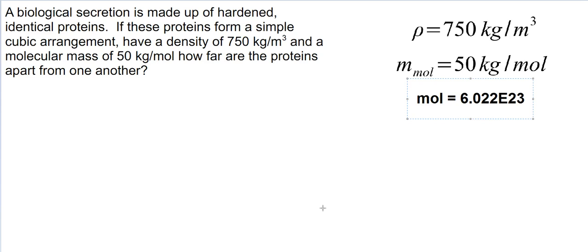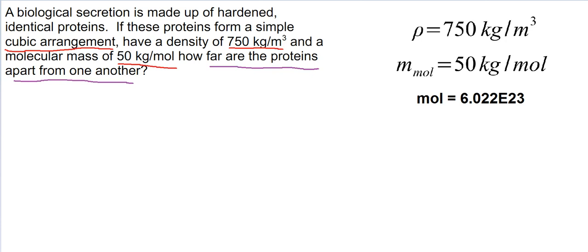All right, the second example we're going to look at here is a little more practical. Let's say you have a biological secretion that's made up of proteins that are hardened into a simple cubic arrangement. In other words, they've arranged themselves to form a giant cube. If you can measure the density of this secretion and you know the molecular mass of the secretion, one thing that you might be asked to find is how far these proteins are apart from one another.